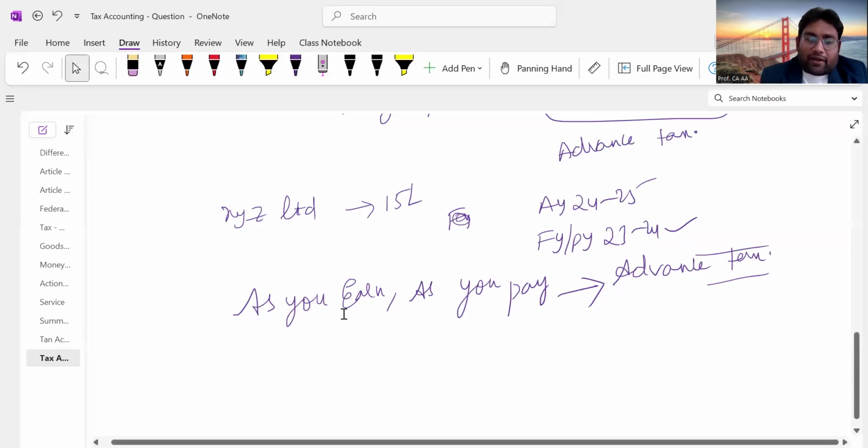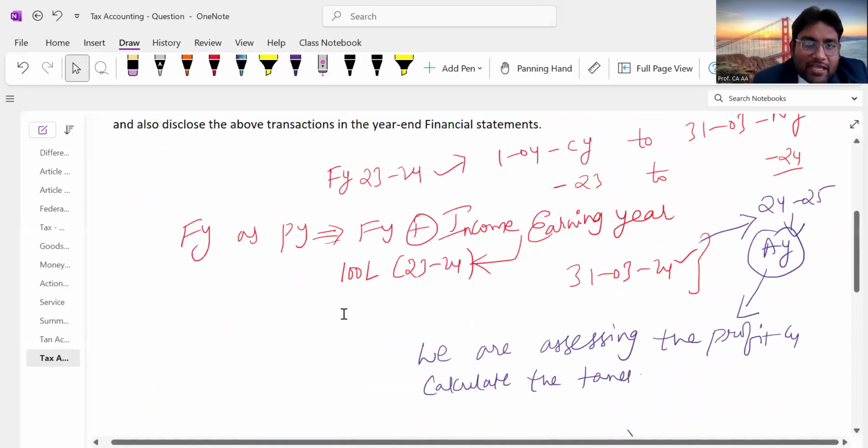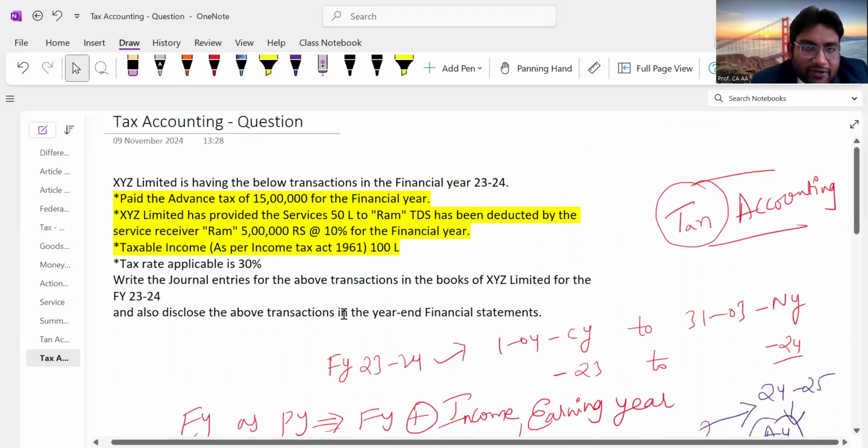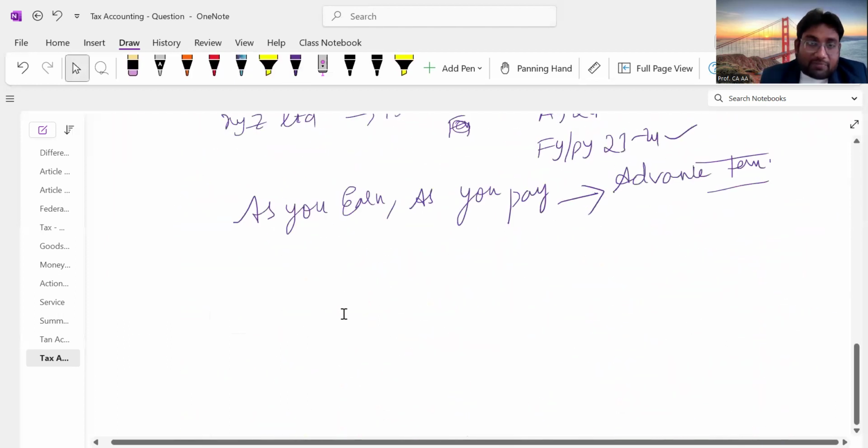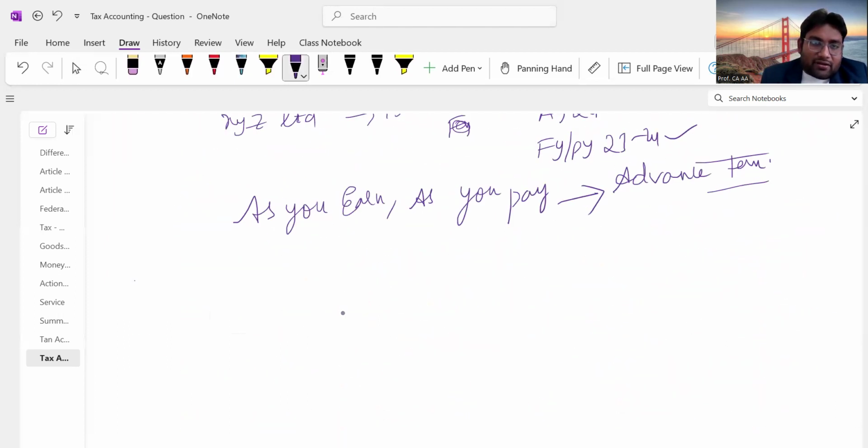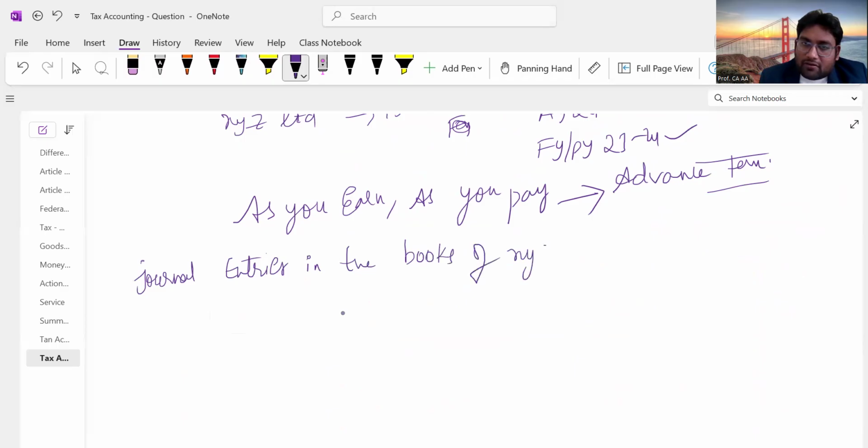Now, how much has the company paid? Advance tax of 15 lakhs for the financial year. So what is the entry for that? Journal entries in the books of XYZ Limited.